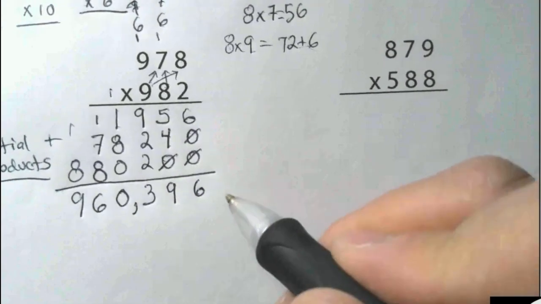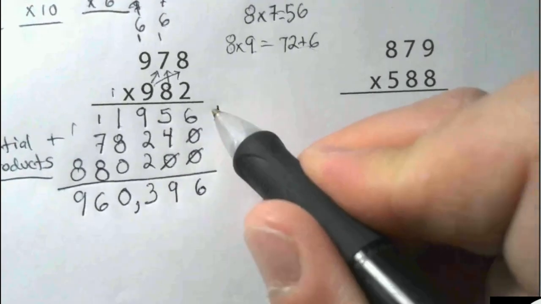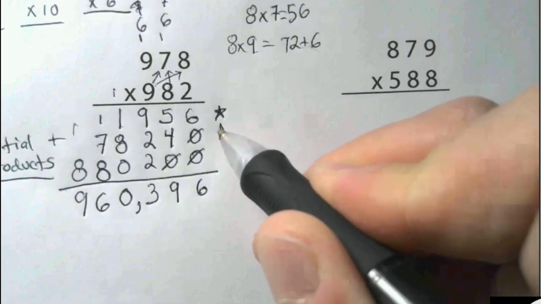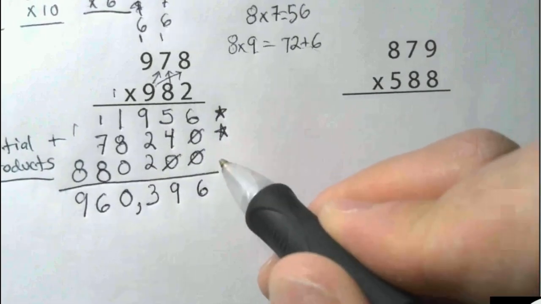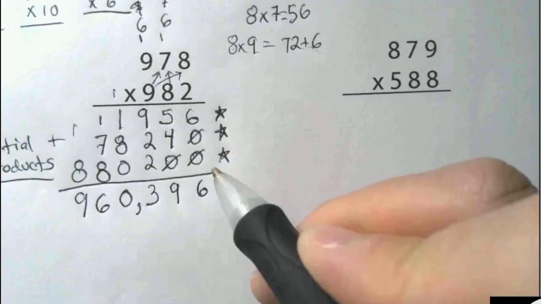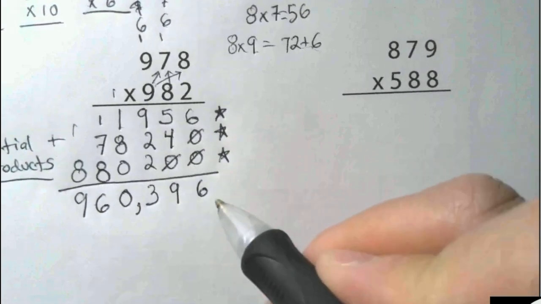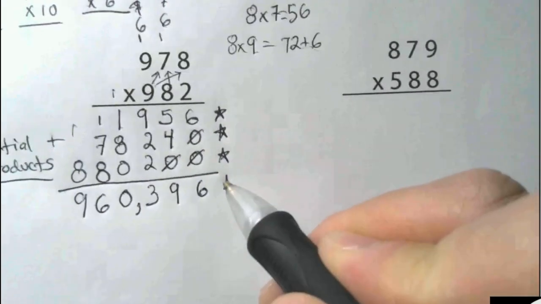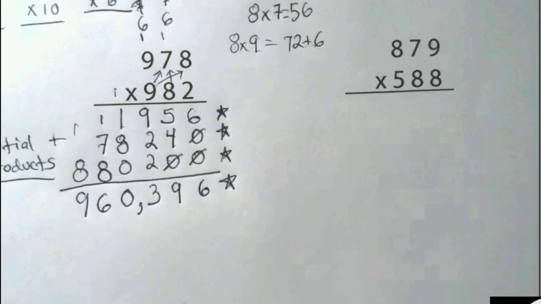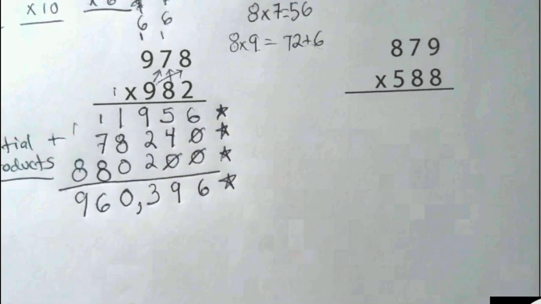Excellent job. All right. So if everyone got this partial product here correct, give yourself a star. Partial product there correct? Give yourself a star. Partial product there, give yourself a star. And if you got this one, give yourself that final star, okay? Because you did the addition correct.